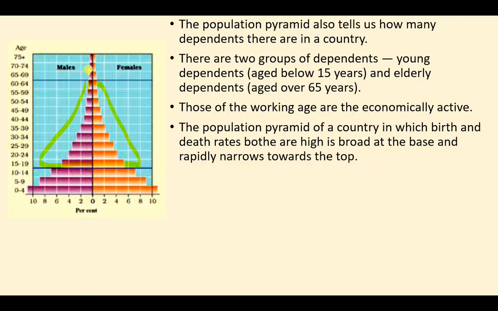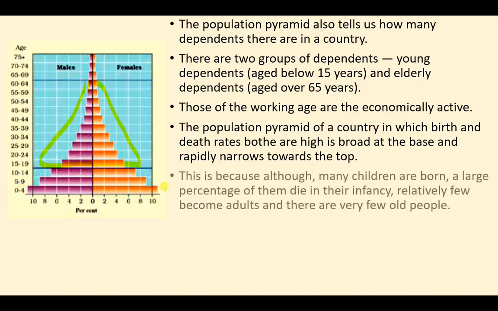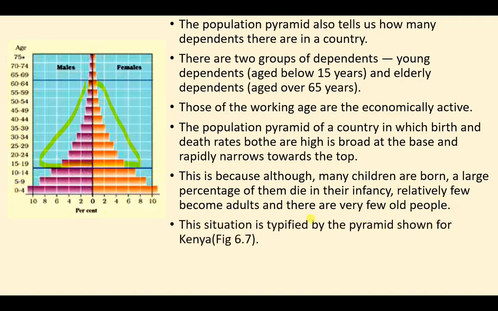It means old age people are also fewer in number, and due to the high birth rate, the bottom is also broader due to the lower age people being more in number. This is because although many children are born, a large percentage of them die in their infancy. Relatively few become adults and there are very few old people. So this is the reason behind such a population pyramid which is shown in this figure. This situation is typified by the pyramid shown here, a pyramid of a country like Kenya.